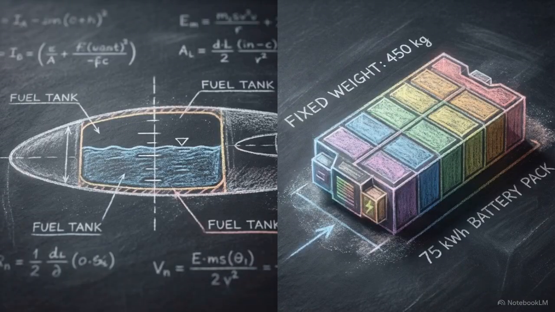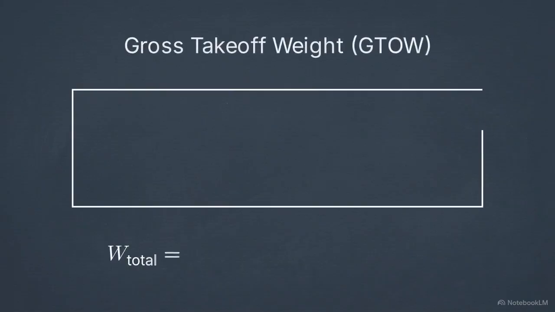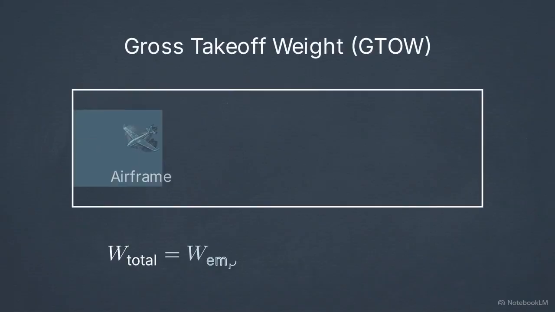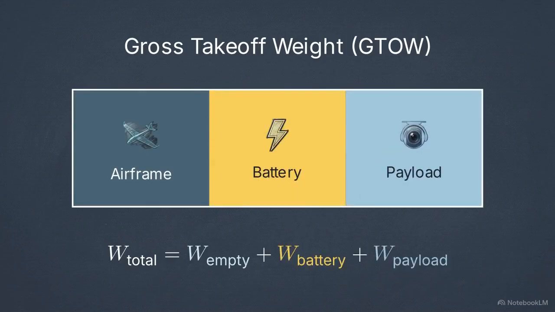Unlike a jet or piston engine, an electric propulsion system introduces a distinct thermodynamic reality. There is no fuel to burn off. The gross takeoff weight remains completely static from launch to landing. The total gross weight is composed of 3 fixed variables: the empty weight of the airframe, the weight of the battery, and the weight of the payload.